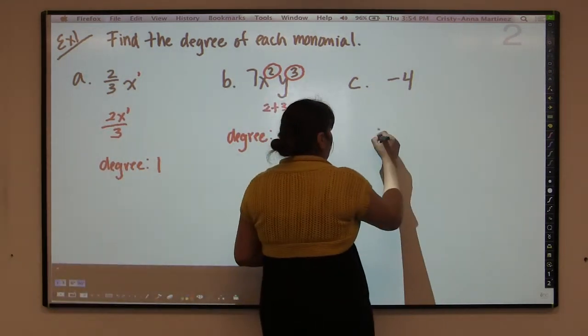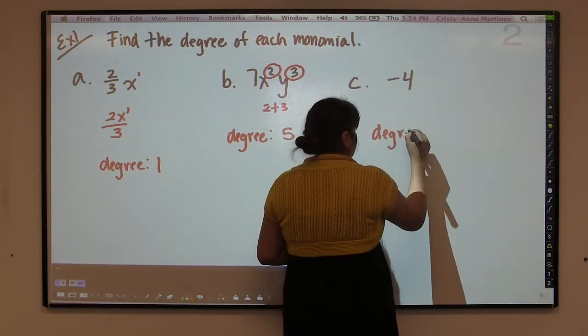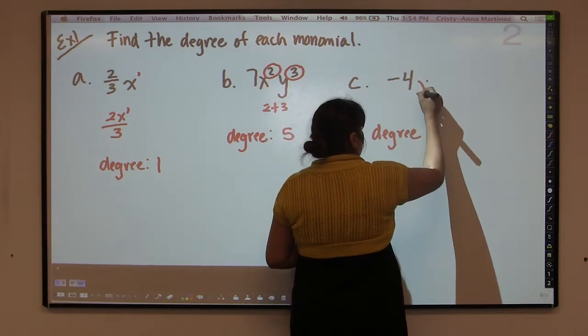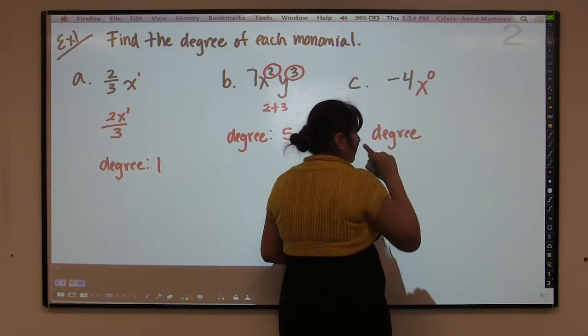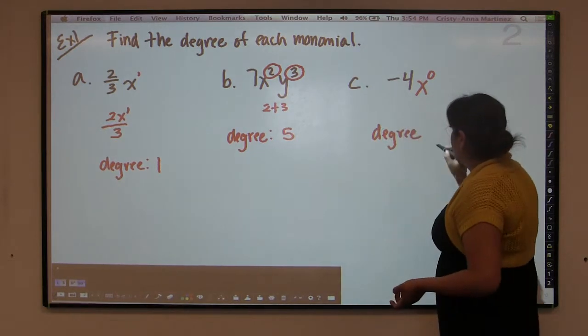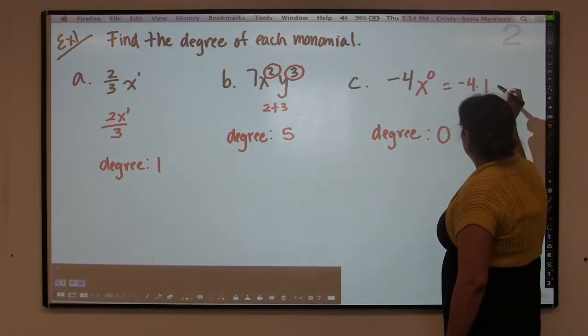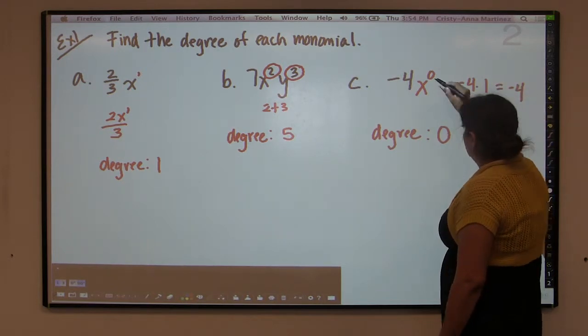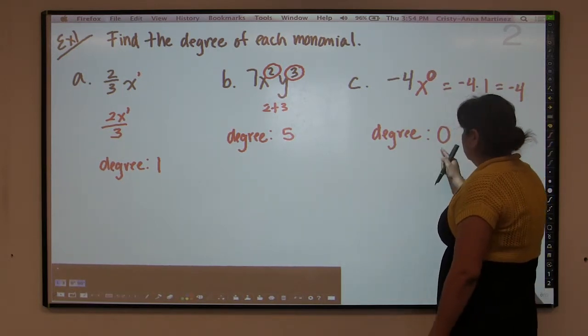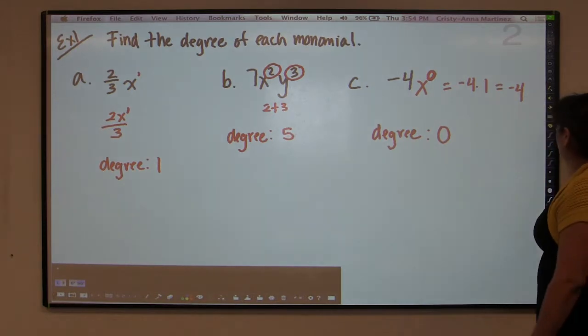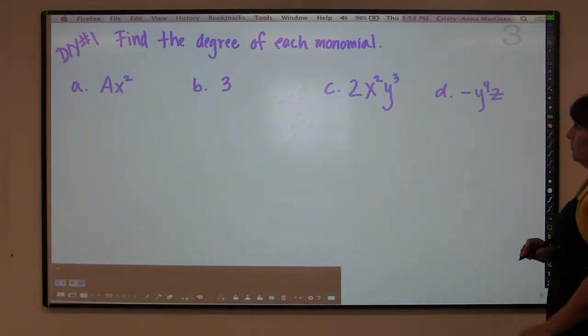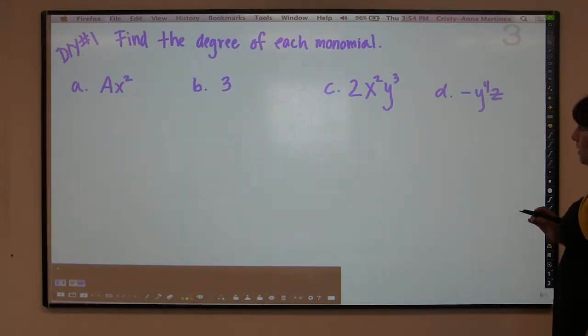And then over here we have a constant that has no variable, and if it did have a variable, the exponent of that variable would be 0, and so it would be -4 times 1, which is just -4. So the exponent is 0, and so the degree is 0. And now I'd like for you to try these 4 examples in much the same way.